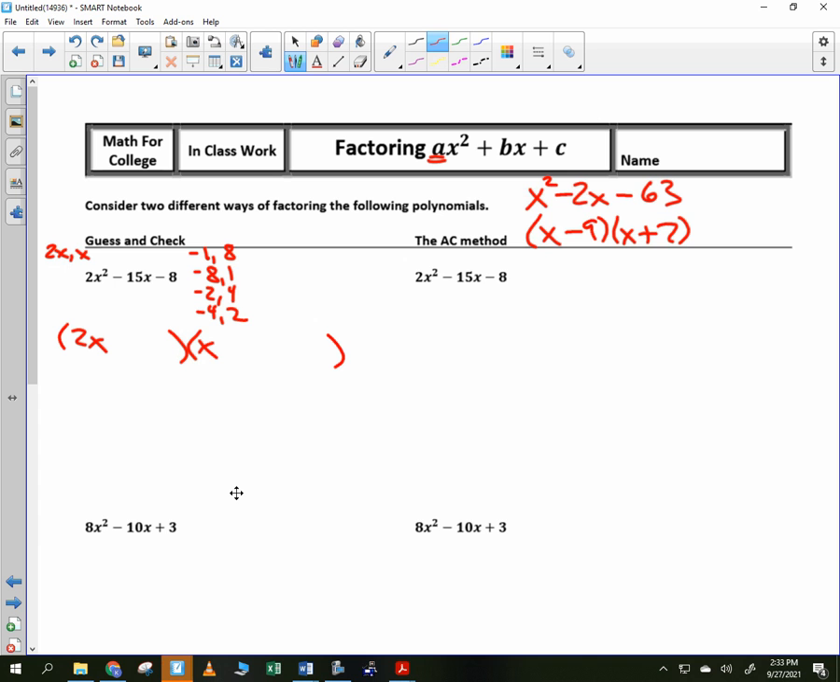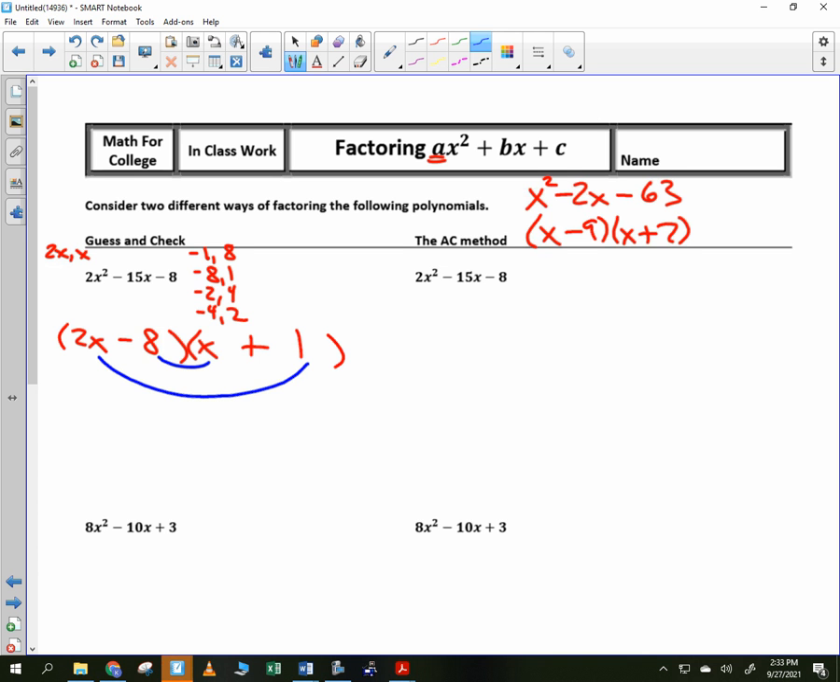Yes. Negative 8 and positive 1. Okay? So how do I check to see if that's right? Well, you actually multiply it out. Fortunately for us, we know that the 2x times the x is going to give us the 2x squared. And we know that the negative 8 times the 1 is going to be negative 8. The question is, what about the inside and the outside?